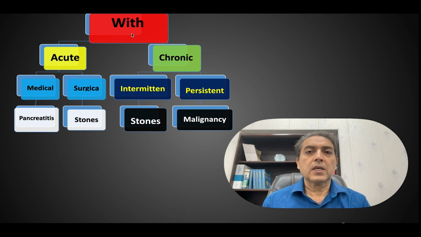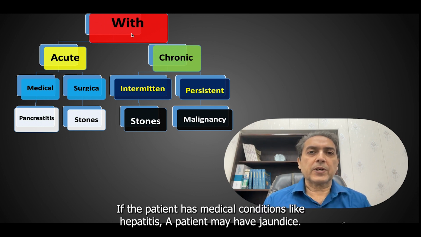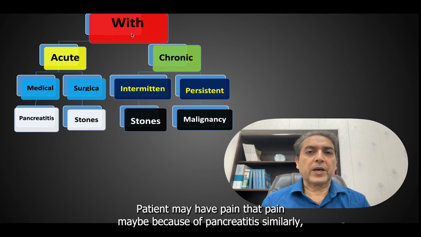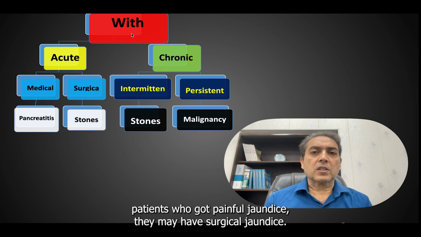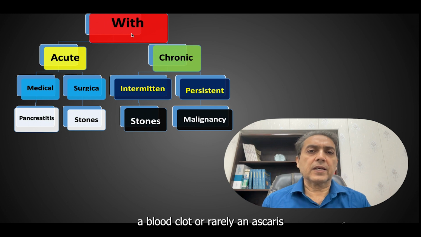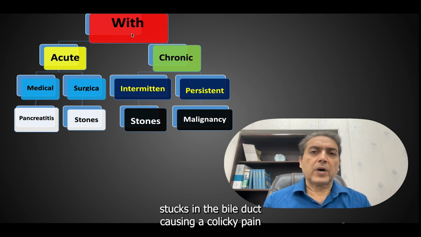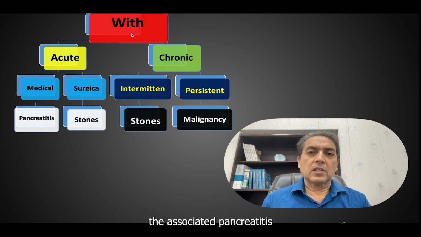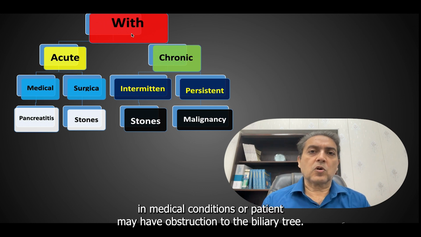In acute jaundices, if the patient has medical conditions like hepatitis, the patient may have jaundice, and the patient may have pain, that pain may be because of pancreatitis. Similarly, patients who have painful jaundice may have surgical jaundice. This may be caused by a stone in the biliary tract, sometimes a blood clot, or rarely an ascaris stuck in the bile duct causing colicky pain. So if the patient has acute jaundice, the pain may be because of the associated pancreatitis in medical conditions, or the patient may have obstruction to the biliary tree.